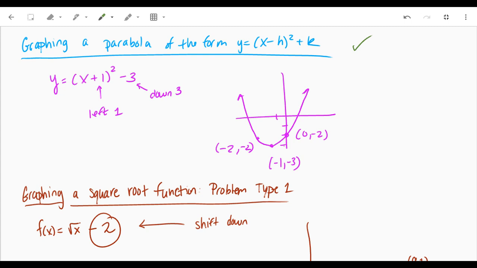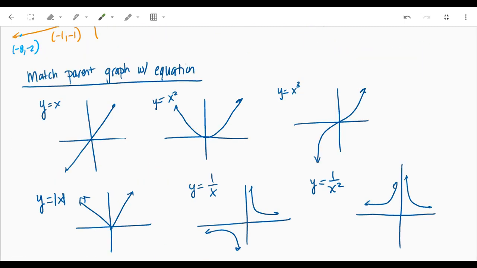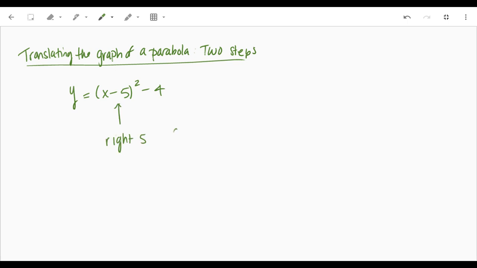I don't think you're going to have any issues with it. I'll give you one more example, just in case. They just have you move a graph that's already there. So this one, they have y equals (x minus 5) squared minus 4. If you remember, this means you go right 5 and down 4. So your vertex would be at (5, -4).